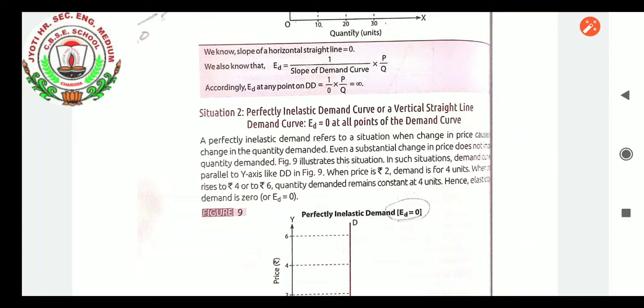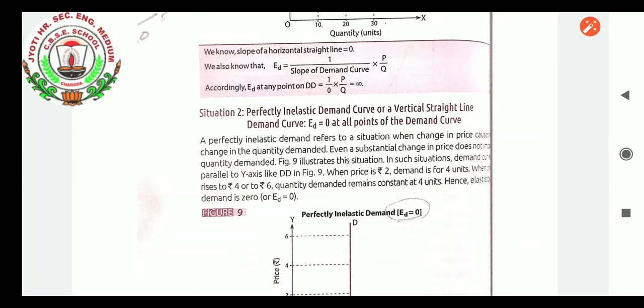But for inelastic things, a perfectly inelastic demand refers to a situation when a change in price causes no change in the quantity demanded. Even a substantial change in the price does not impact quantity demanded. Figure 9 illustrates the situation. In such a situation, the demand curve is parallel to the y-axis, like DD in figure number 9. When price is rupees 2, demand is 4 units.